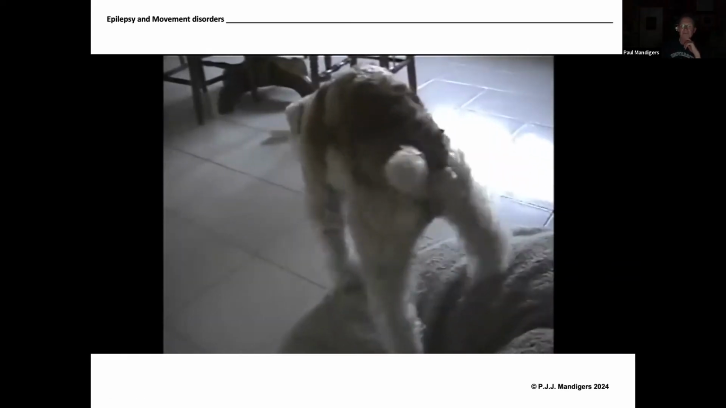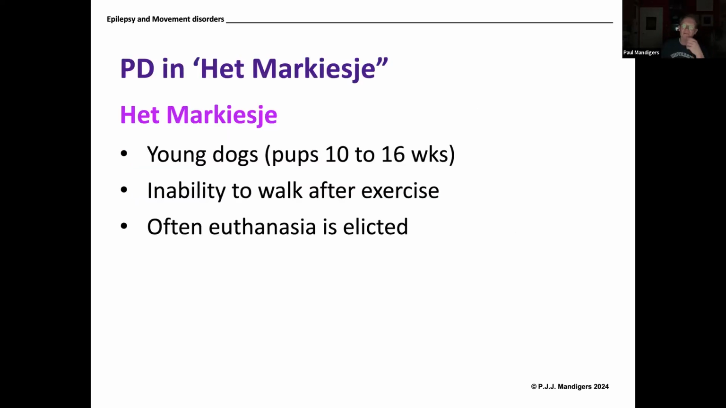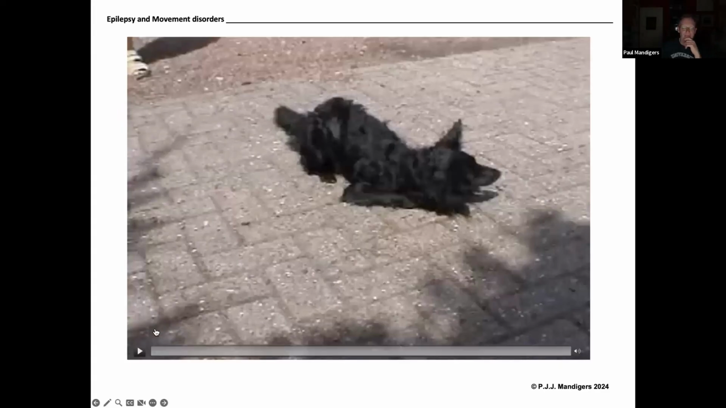So this is a Soft-Coated Wheaten Terrier, different from the Cavalier, but it's still a paroxysmal dyskinesia. And again, same treatment. I've described one in the Markiesje, but this is actually a lethal one, and it's lethal because these puppies are not able to walk and they didn't respond to treatment. And that's the reason why they were euthanized, or they get euthanized, but we found the mutation, so it's not there anymore.